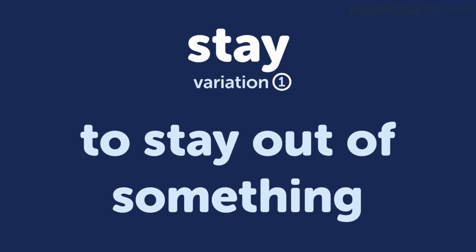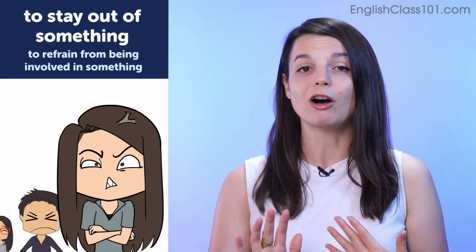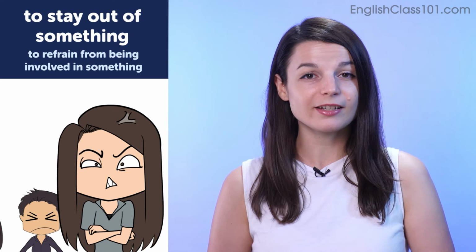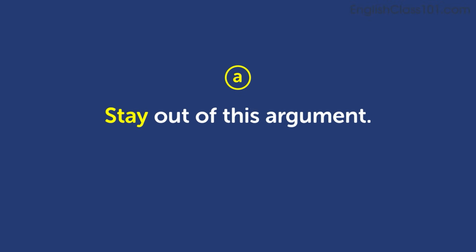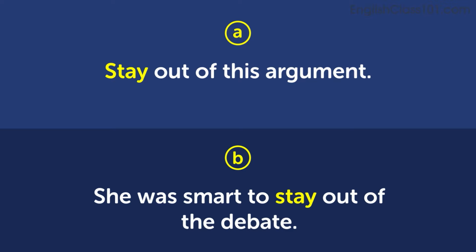Let's move along to some variations with this verb. The first variation is to stay out of something. This means to refrain from being involved in something. Let's look at some examples. Stay out of this argument. She was smart to stay out of the debate.